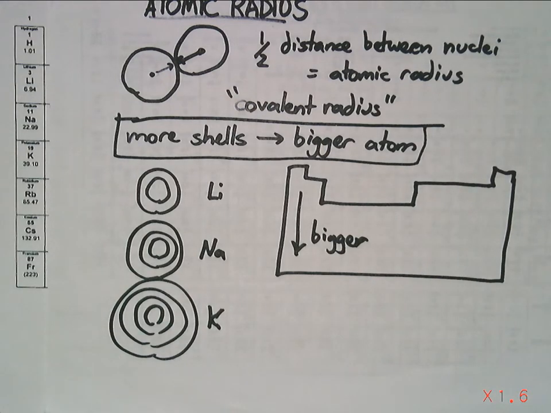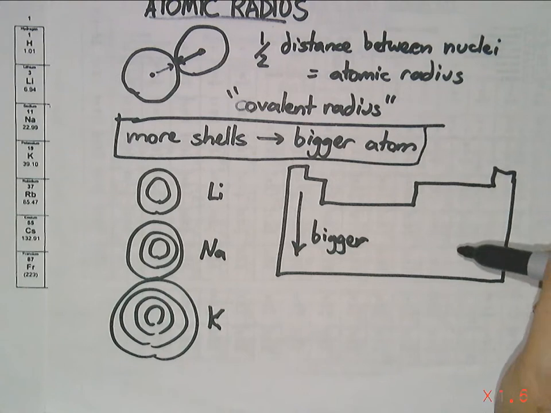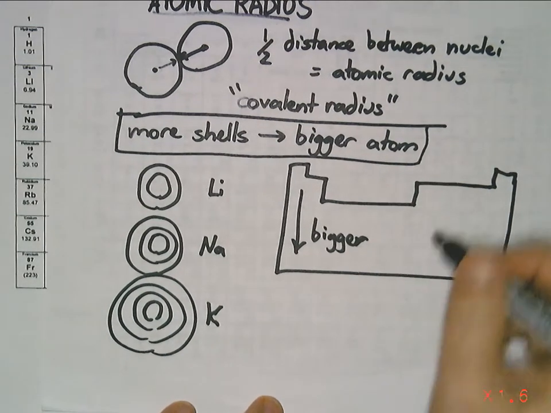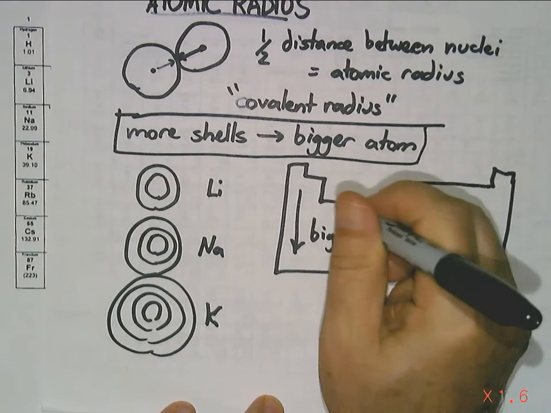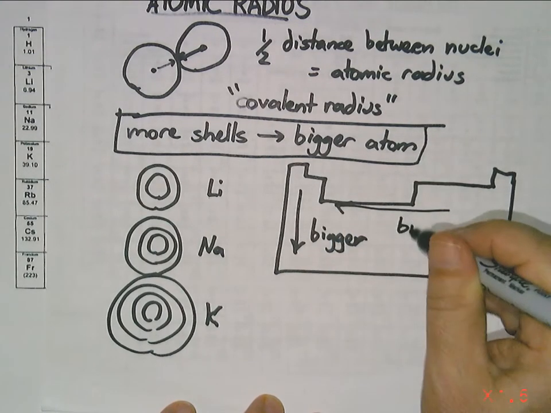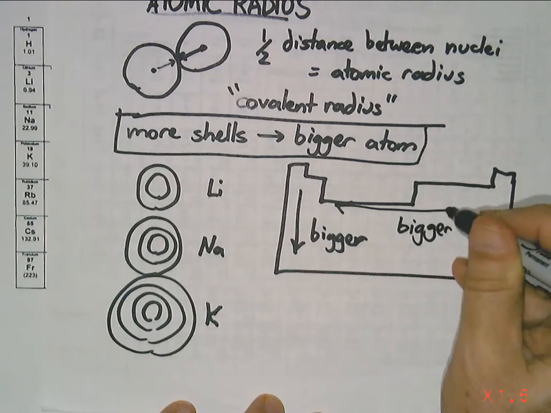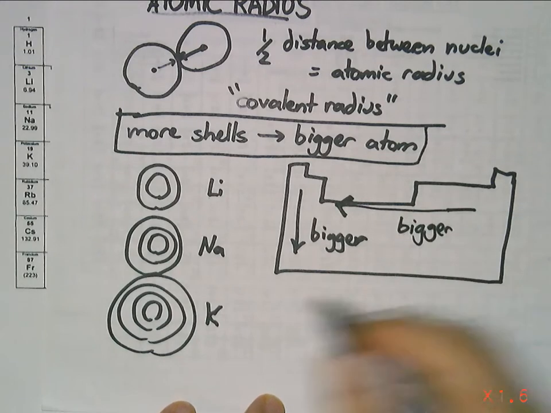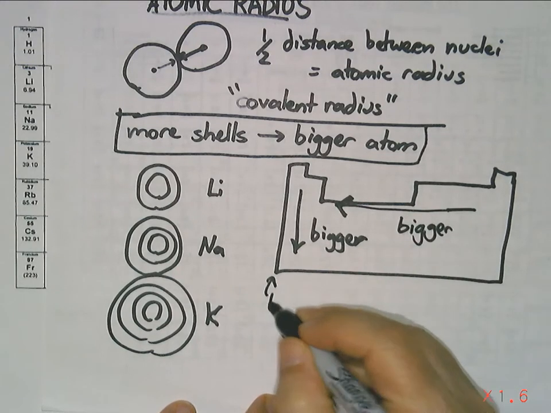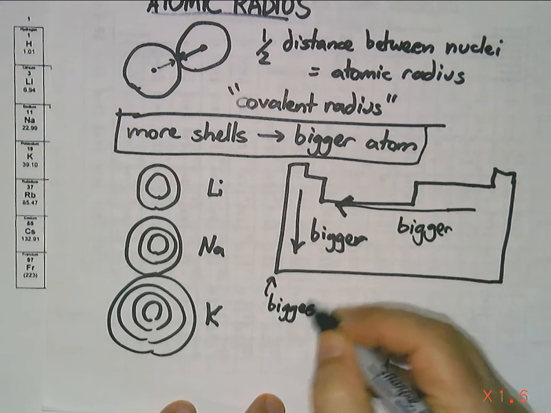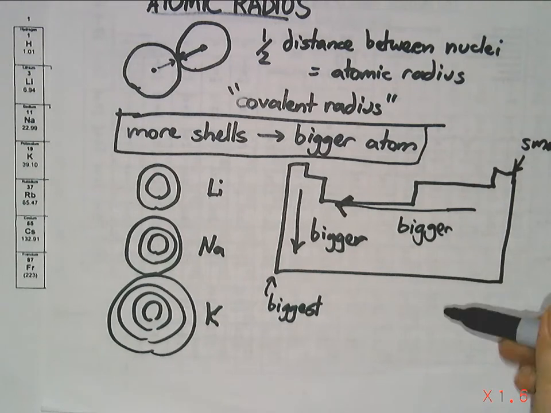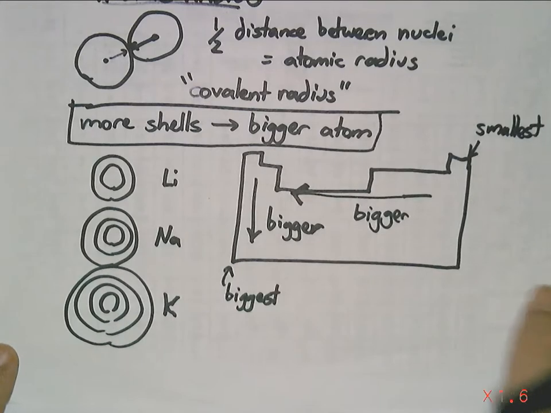What if I'm comparing things that are not in the same column, though? Well, in this case, things get bigger going this way. So if you're going to the left, or if you're going down, things get bigger. In other words, the biggest atoms ought to be here, and then the smallest ones are going to be up here. And I think that's the easiest way to remember both of the trends at once.